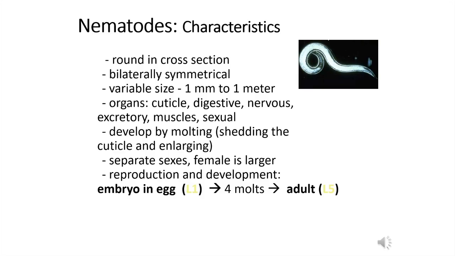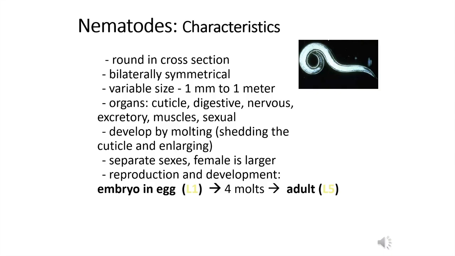Those roundworms are round in cross-section, bilaterally symmetrical, variable in size from 1 millimeter, very small, to 1 meter. Organs are made up of a cuticle on the outside like a durable skin, a digestive system, a nervous system, and an excretory system. They have muscles that allow them to move well, and the sexual organs.